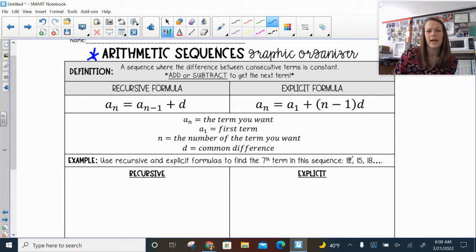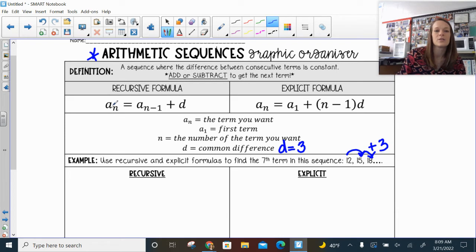So first off, we have this sequence 12, 15, 18. Okay, so hopefully you quickly realize to get from 12 to 15 and then 15 to 18, you are adding 3. So because I'm adding 3, that's what makes it arithmetic. And then the 3 will be what we call our D value, which is a common difference. The difference between the numbers is 3. So in this problem, our D will equal 3.